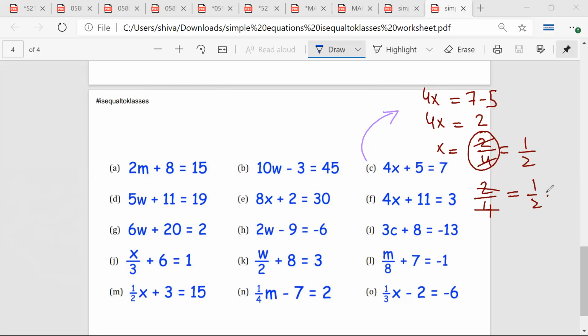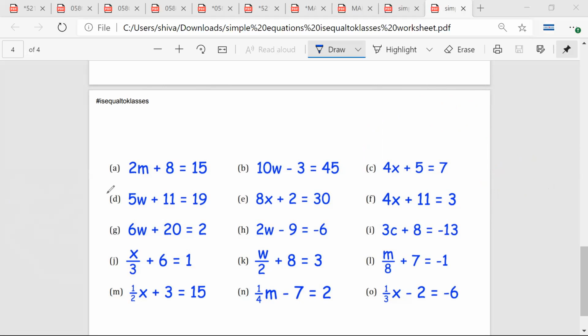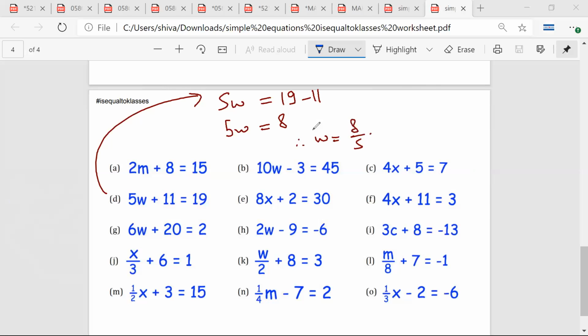Mr. Sarthak, any doubt? No, sir. Mr. Satya, what did you do here? I did 5W equals 19 minus 11, which is 8 upon 5. Mr. Sarthak, any doubt? No, sir.